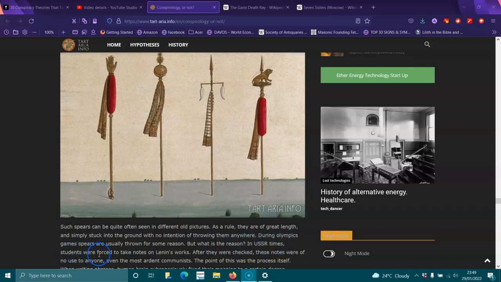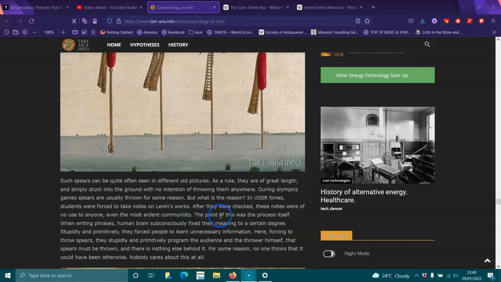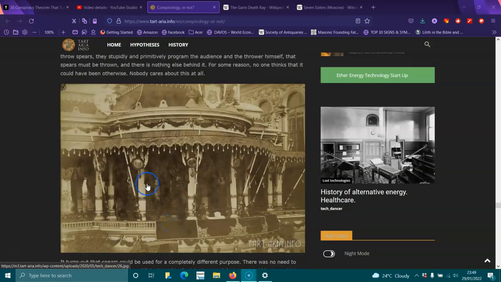In USSR times, students were forced to take notes on Lenin's works, and after they were checked, the notes were not used by anyone, even the most ardent communist. The point of it was the process itself. When writing phrases, the human brain subconsciously fixed their meanings to a certain degree, stupidly and primitively. They forced people to learn unnecessary information. Here, by forcing people to throw spears, they stupidly and primitively programmed the audience and the thrower himself that spears must be thrown, and there is nothing else behind it. For some reason, no one thinks that it could have been otherwise. Nobody cares about this at all. It's an interesting point, isn't it?